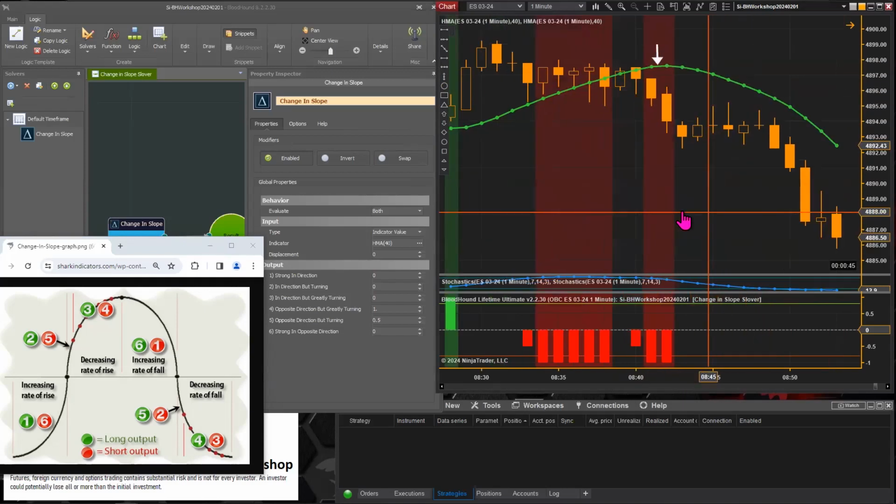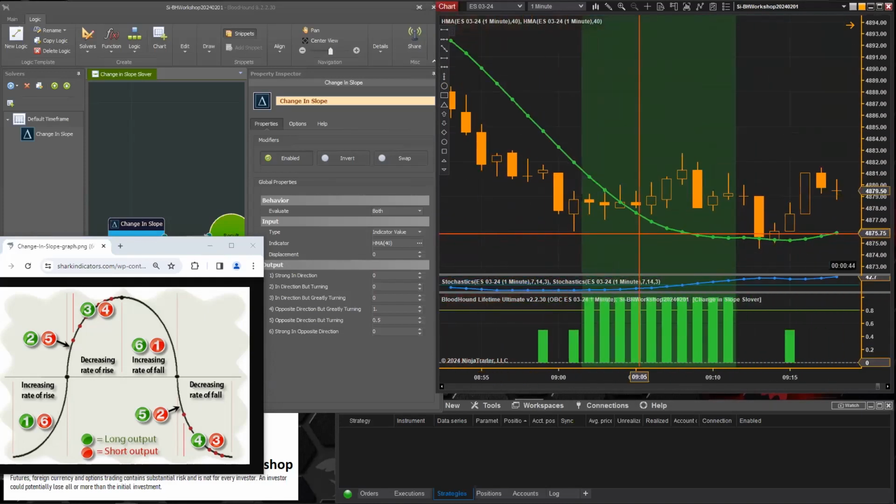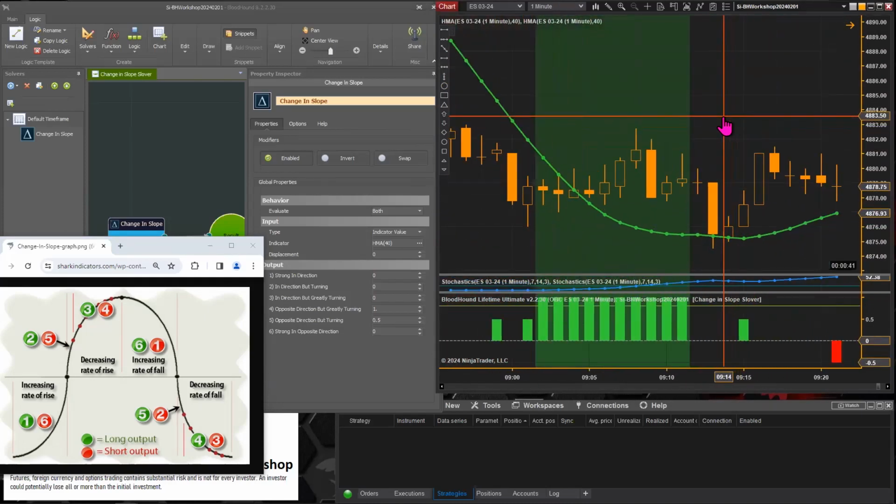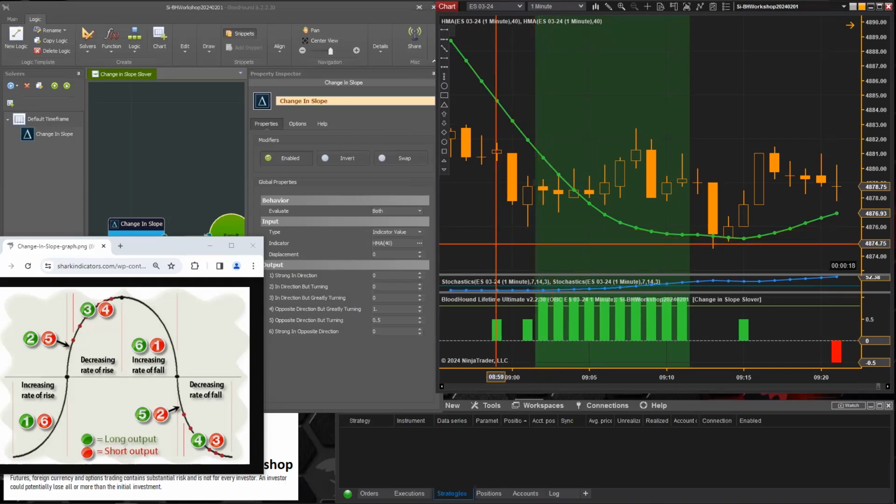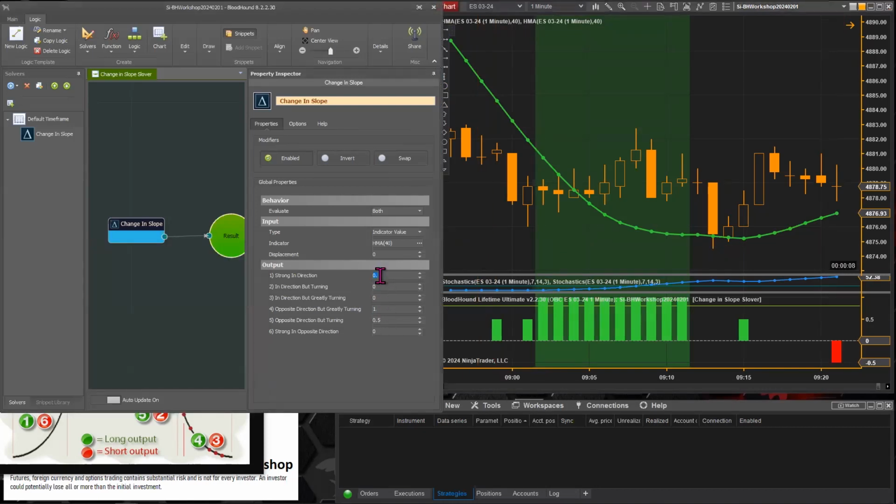So let's take a look at some other spots. Yep, so there we go. Let's see some other examples here. I think those two examples really are the vast majority of the ways somebody might want to use this, right? So either using number one and number two, or using number four and number five here.